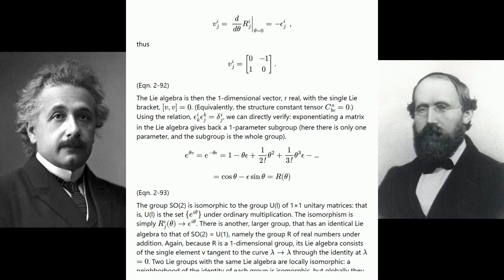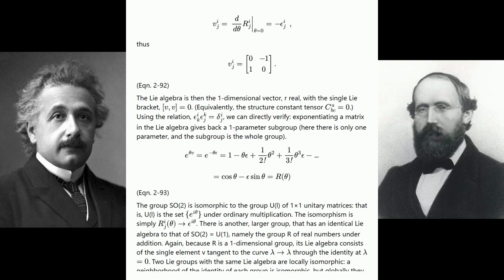The isomorphism is simply R_j^i of theta goes to e^(i theta). There is another, larger group that has an identical Lie algebra to that of SO(2) equals U(1), namely the group R of real numbers under addition. Again, because R is a one-dimensional group, its Lie algebra consists of the single element v tangent to the curve lambda goes to lambda through the identity at lambda equals 0.